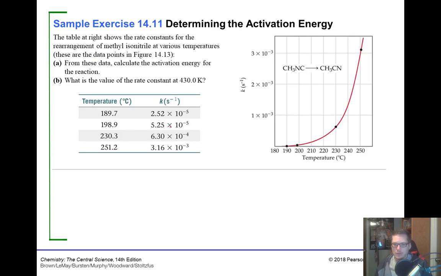Okay. All right. Last little bit here says determining the activation energy. So this is kind of an interesting question here. And we're just going to follow along with their work. First, we're going to talk about what we would do to solve it, and then follow along as they do the work.